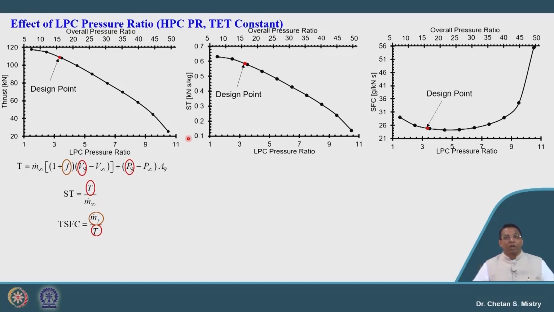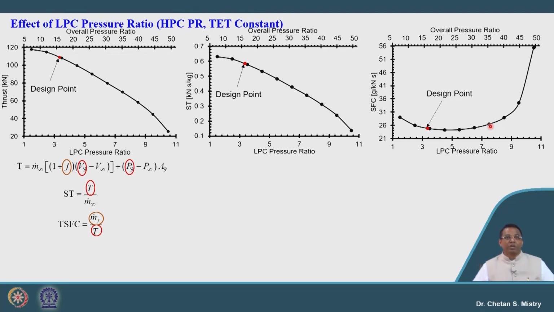So, if we look here, it says that when I am increasing my LP pressure ratio, I will have a reduction in specific fuel consumption up to a certain limit. Then after that, it says with a further increase of LP pressure ratio or overall pressure ratio, our thrust specific fuel consumption is what is increasing.